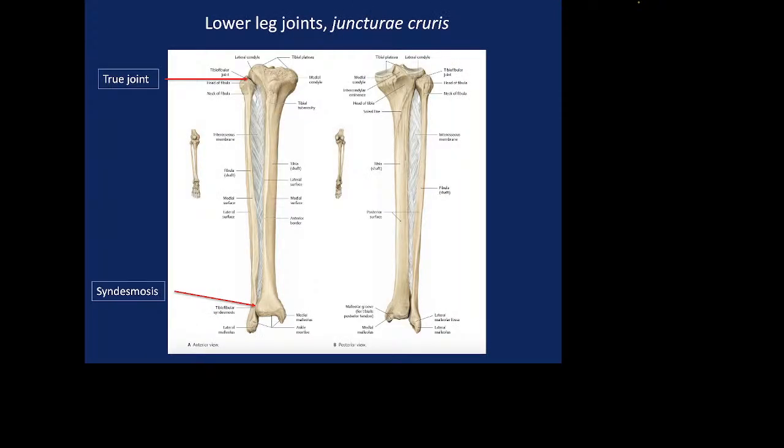Between the lower leg, between the lower leg joint, we distinguish two kinds of joints. First is the real joint, true joint between caput of fibula and tibia.